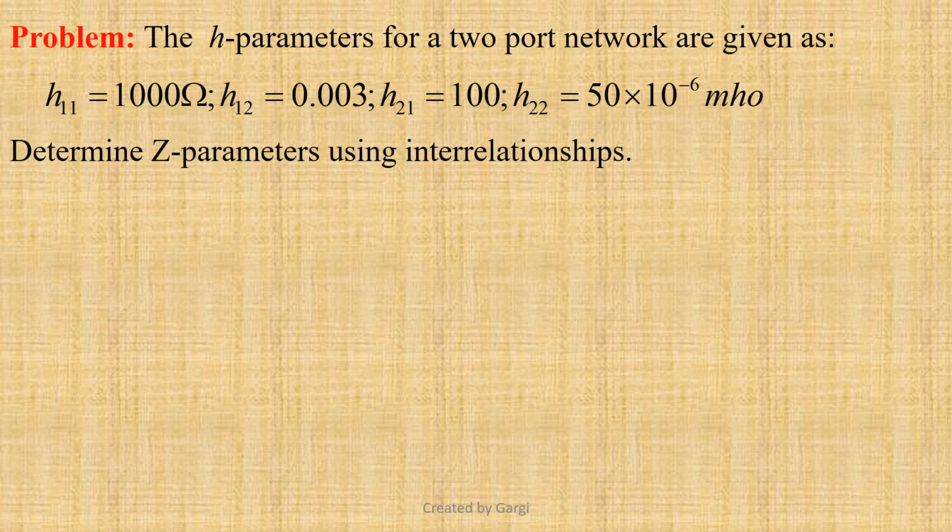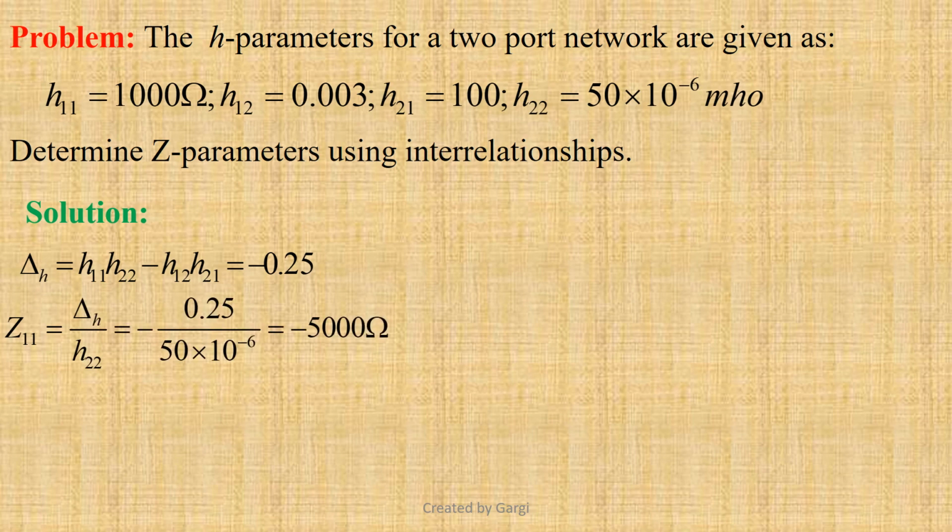Here H parameters for a two-port network are given as H11 equals 1000 ohm, H12 equals 0.003, H21 equals 100, H22 equals 50 into 10 to the power minus 6 mho. We have to determine Z parameters using interrelationships. We know delta H equals H11 H22 minus H12 H21, that becomes minus 0.25.